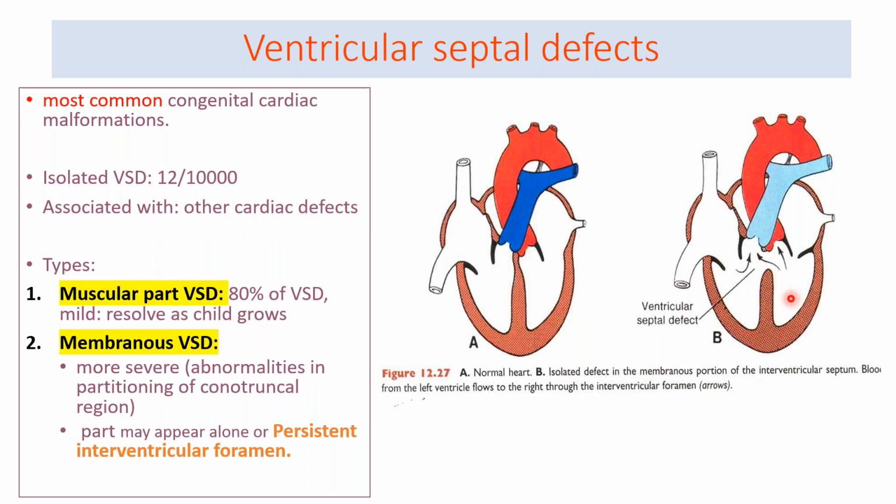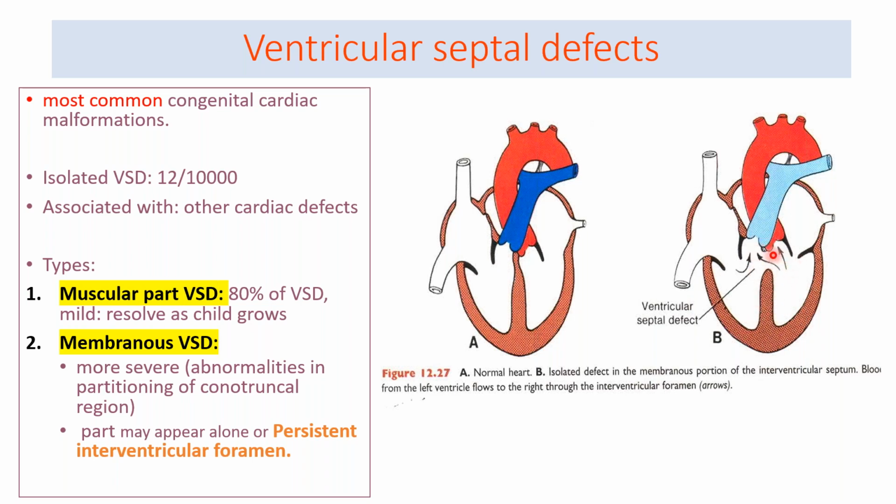So what happens is when there is a defect at the muscular part of the interventricular septum. These are milder cases, and 80% of these types of VSDs will resolve as the child grows.